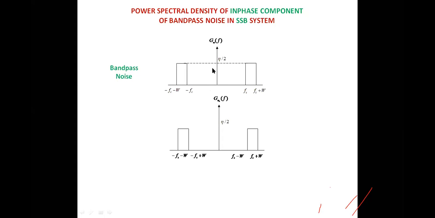power spectral density ranging from minus W to plus W with the magnitude equal to eta. Okay, because simply these two are placed side by side, they are not overlapping. That's why the power spectral density after combining these two portions will be the same and equal to eta by 2, isn't it? Let me show you the same.